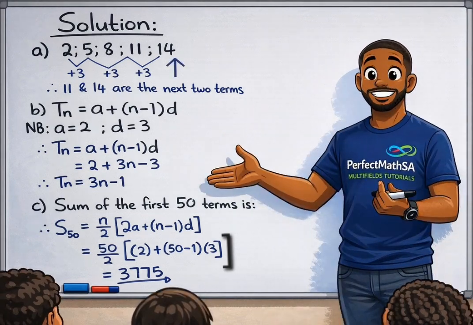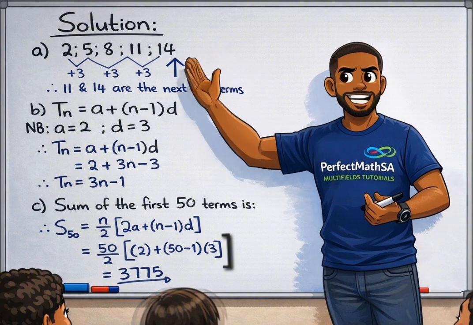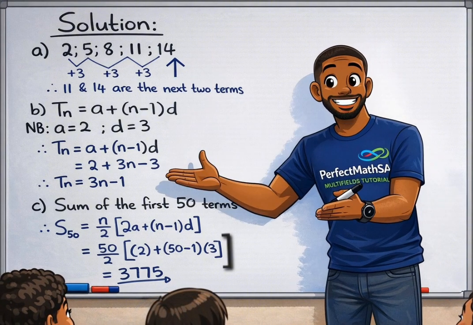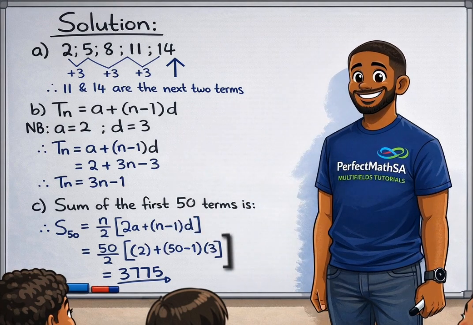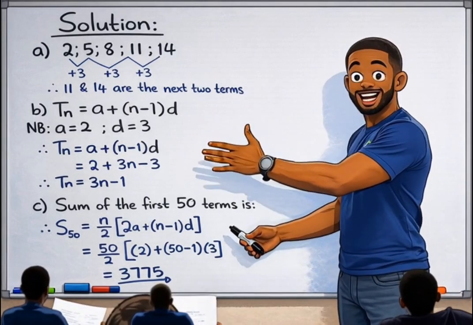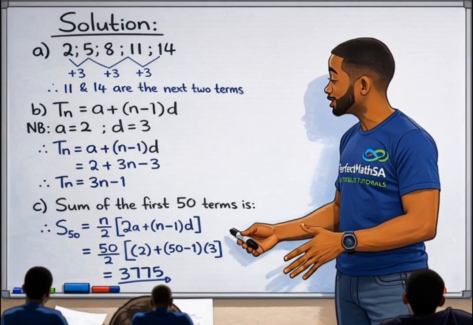Now we can finally find the sum of the first 50 terms because we already know the value of a and the constant difference, d. The value of n will be 50, which is the number of terms to be added. Then we substitute all this into the Sn formula and calculate to find our answer, which gives us 3,775.